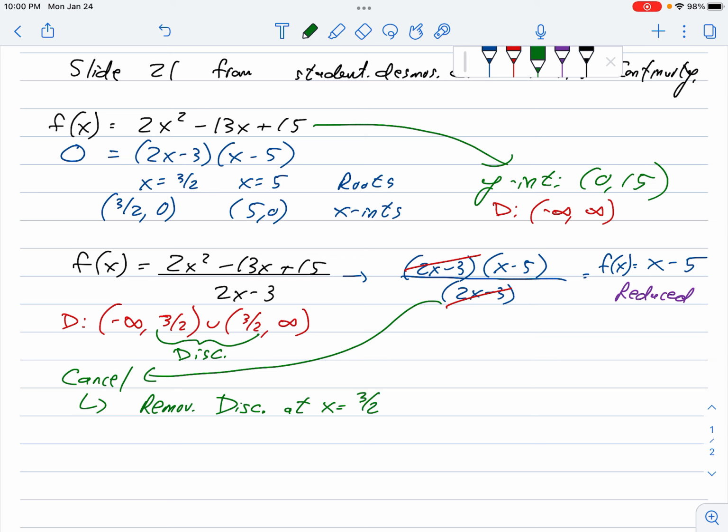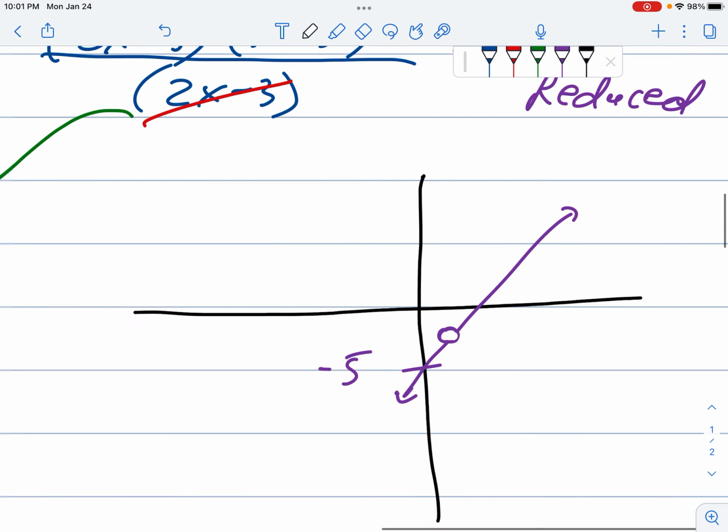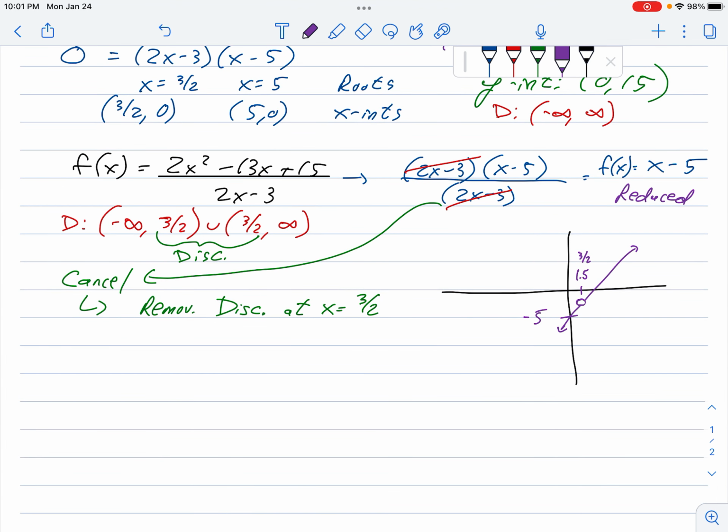Okay? And what this means for me graphically is I will have my reduced function, here's my -5, except at 1/2, or at 1.5 rather, so 3/2, I will have a hole. And that'll be exactly at 1.5 or 3/2. Okay? So let me summarize it again.